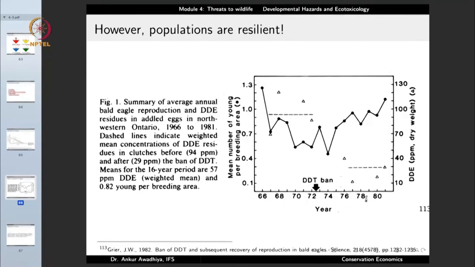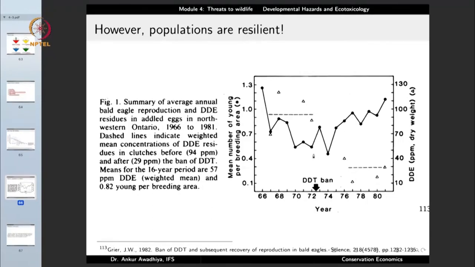After the ban, it took a few years, but then the concentration came down to around 30 ppm. Now remember that here the concentration has not gone down to zero because it is a persistent chemical, but the concentration has come down. Now, before the ban, the mean number of young per breeding area was 1.3, and then because of the impact of DDT, it was coming down. So from a natural level of 1.3, it had come down to around 0.5. But then when this ban was enforced, slowly and steadily the concentration of DDT went down, and the residues such as DDE also went down.